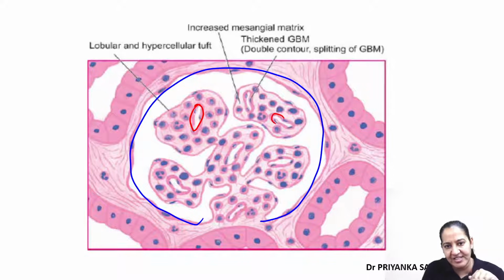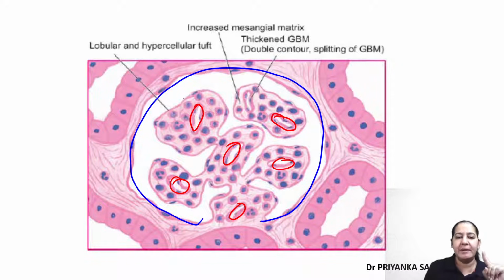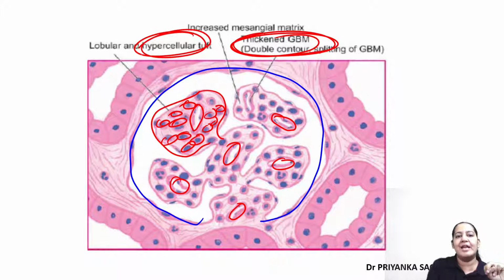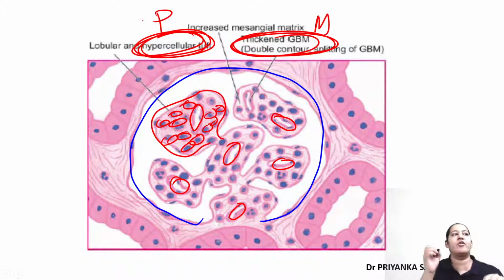See, on the inner surface there are endothelial cells. No problem in the endothelial cells. See two findings. Number one, the basement membrane got thickened. And number two, there is increased cellularity also. You can find most of the cells are lymphocytes and neutrophils. So two findings are there: thickening of the basement membrane and hypercellularity. That's why it is known as membranoproliferative glomerulonephritis.